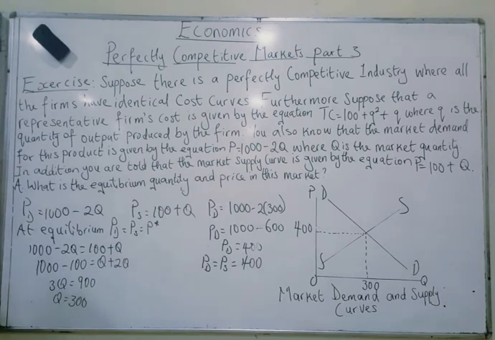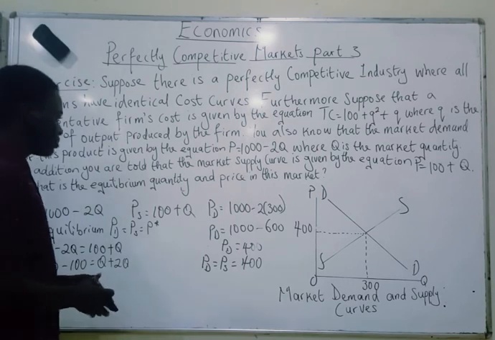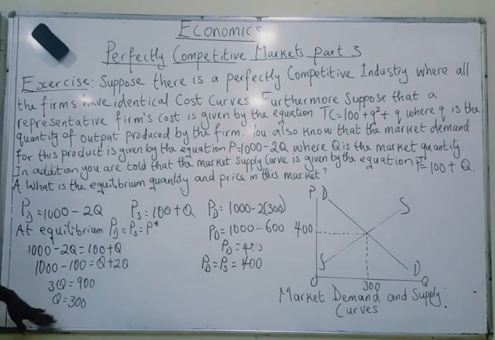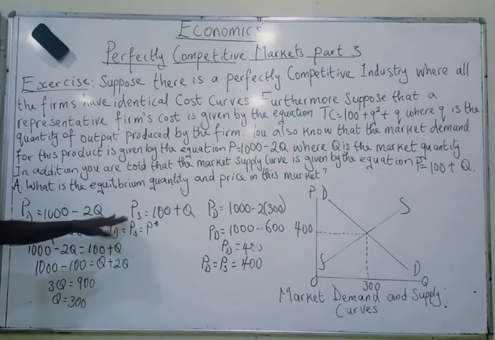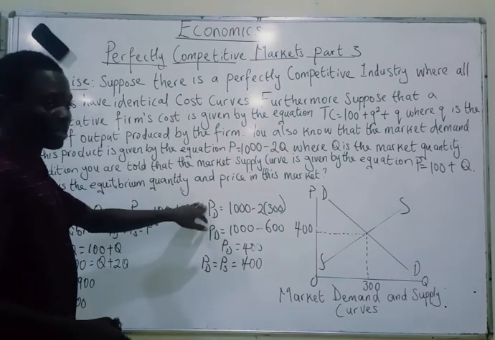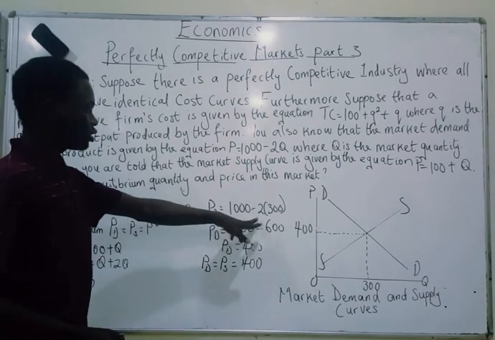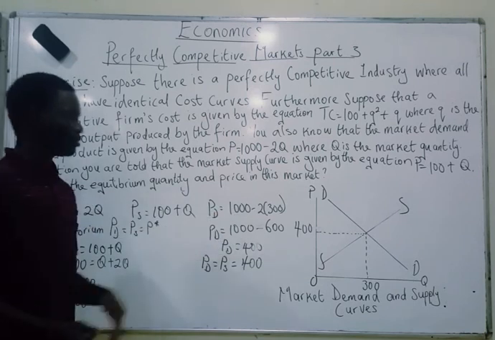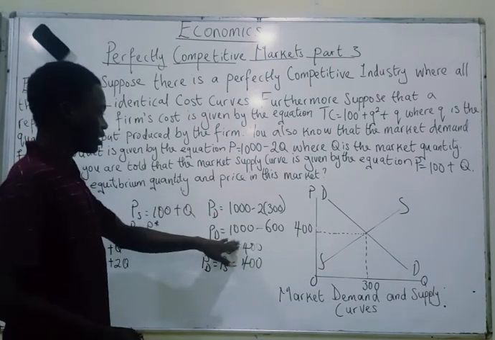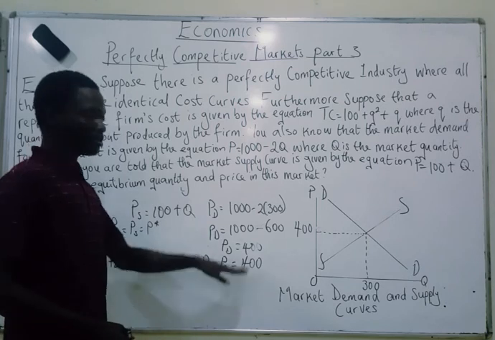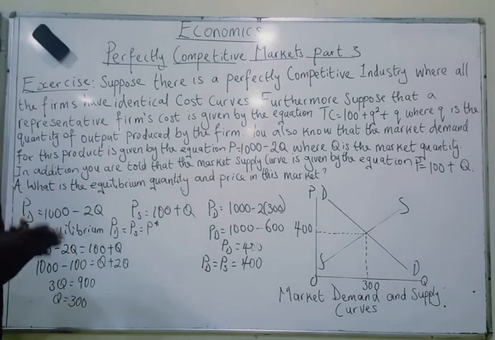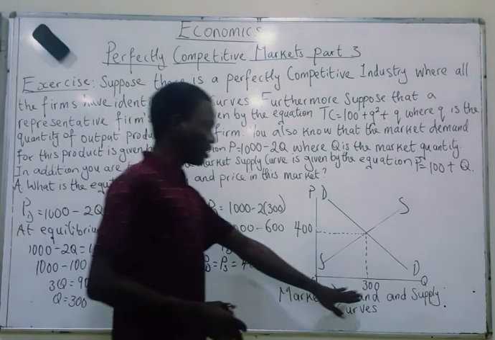So how then do we get the price in the industry? We get the price by substituting Q into either the inverse demand function or the inverse supply function. I've chosen the inverse demand function. Our answers are meant to be the same. So we have P equals 1000 minus 2Q, so 2 into bracket 300, that becomes 600. So 1000 minus 600 is 400. So P equals PS equals 400. So the equilibrium quantity in the industry is 300, while the equilibrium price is 400. That is exactly what we have here, 300 and 400.